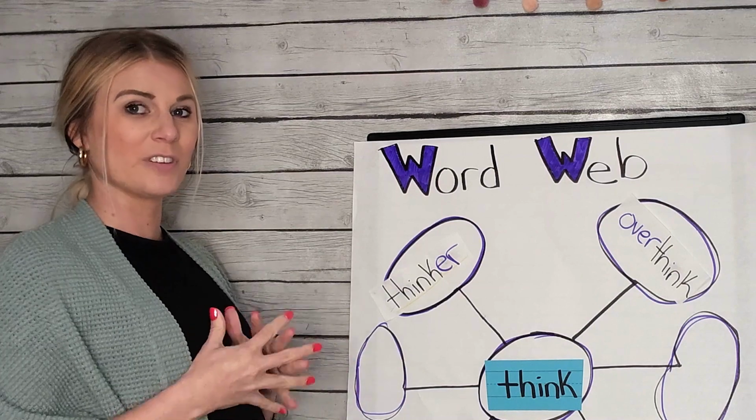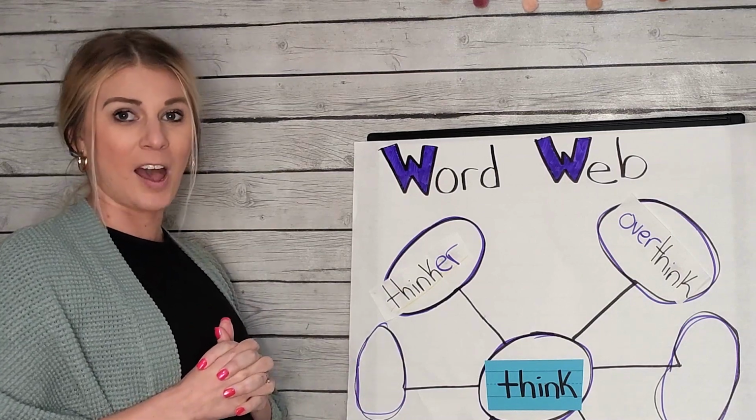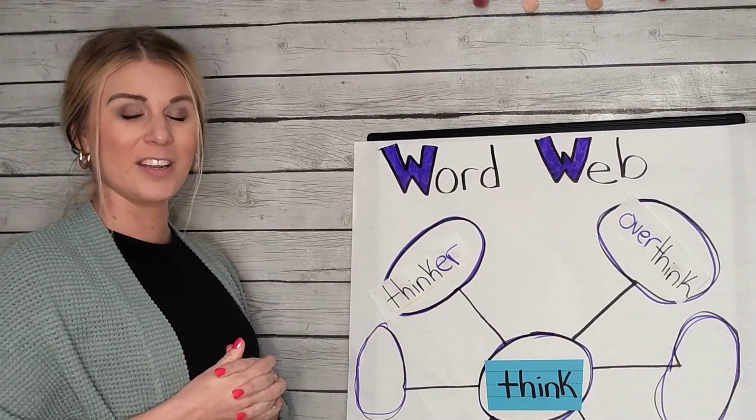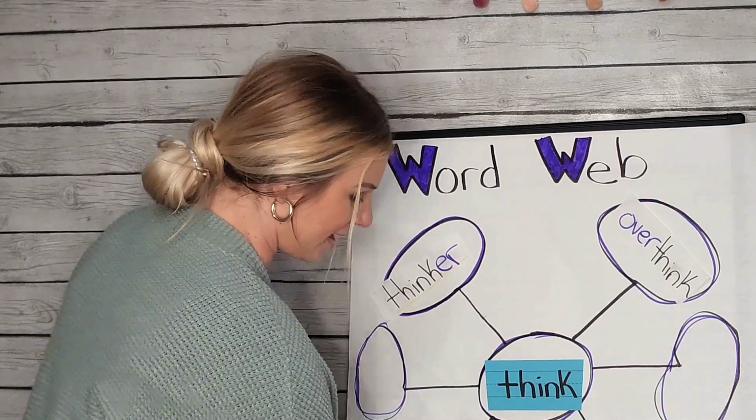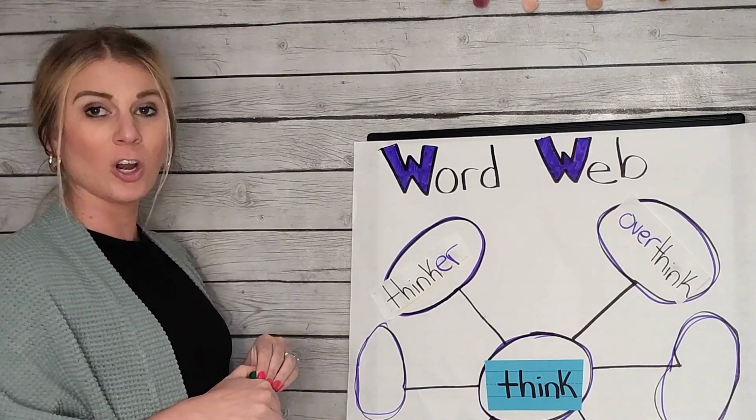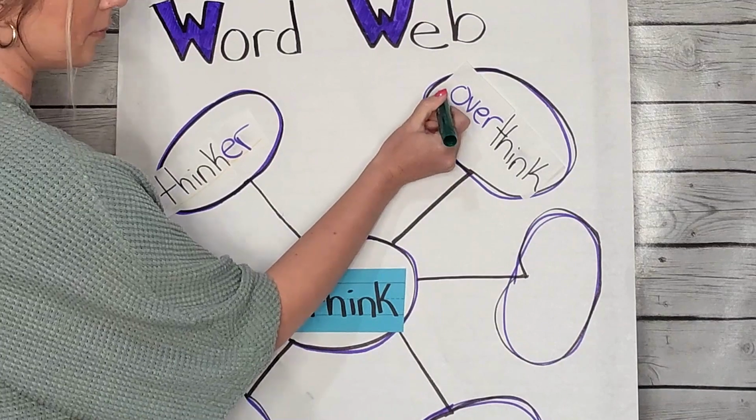I always overthink what I want to order off a menu when I'm at a restaurant. I think too much about it. I'm going to go ahead and underline this word green because it is a verb. It's something we do, an action word.